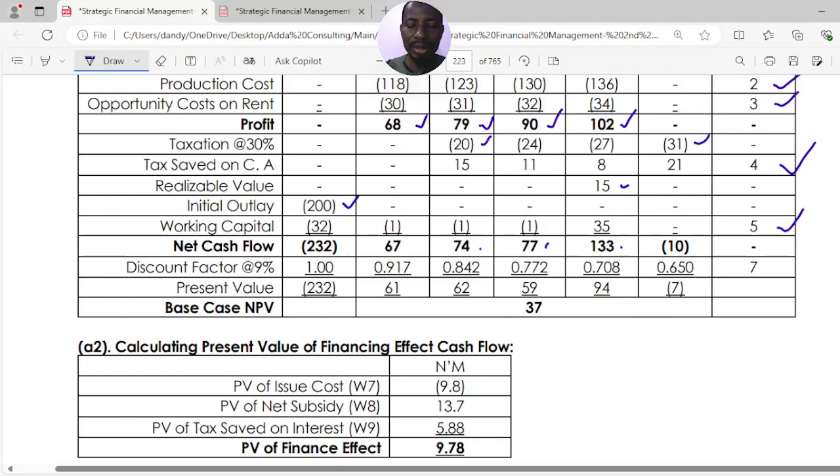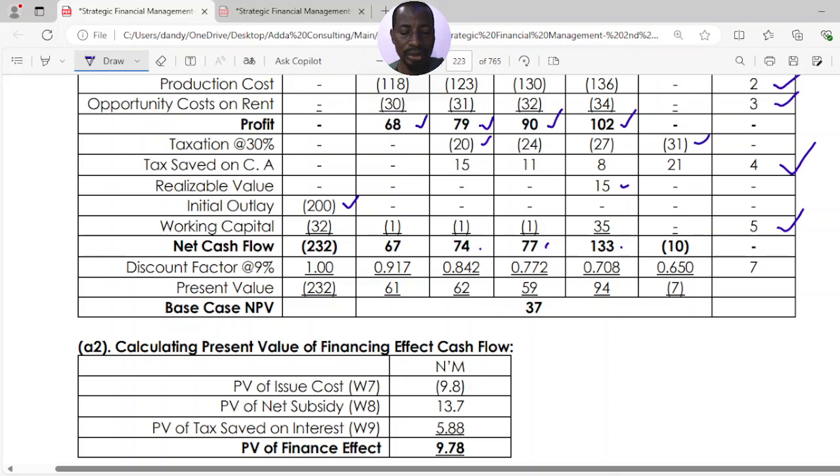Your tax saver on capital allowance must follow the pattern of your tax liability. That's why it is consistent, with a 1 year lag with the tax liability. Now, remember when you are calculating the base case NPV, the first thing is to calculate the net cash flow. Then the second step is to calculate cost of equity on gear. So let us go ahead and calculate the cost of equity on gear.